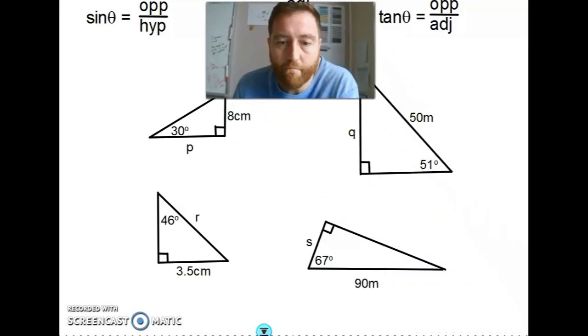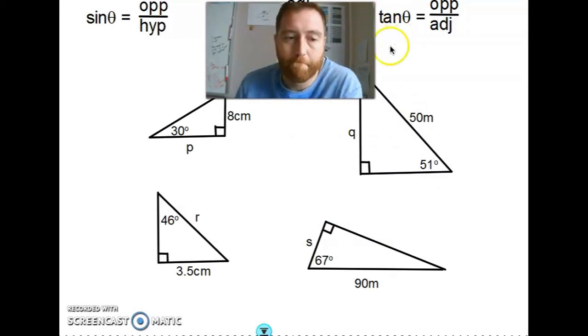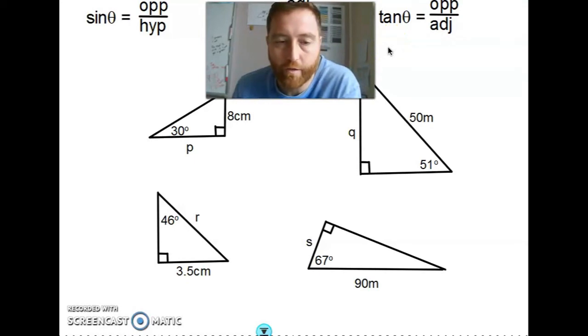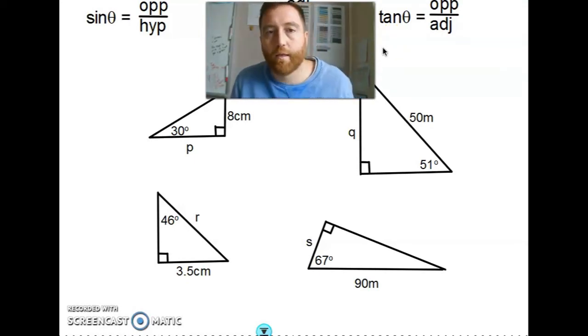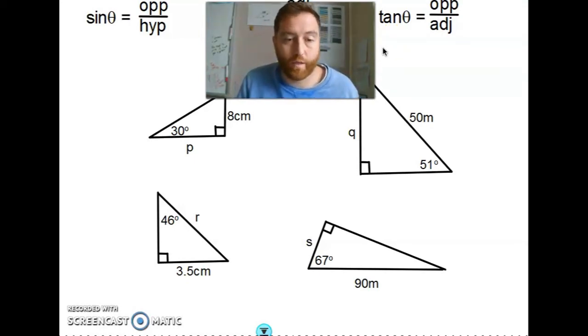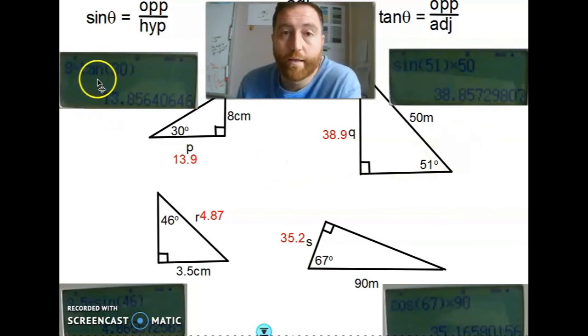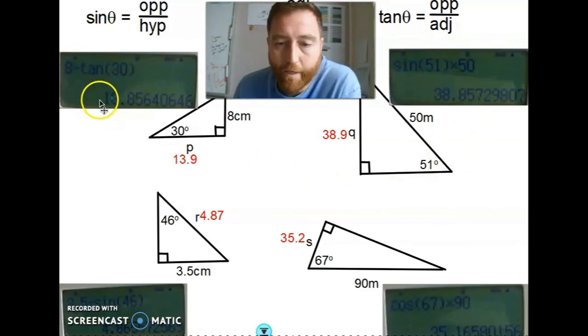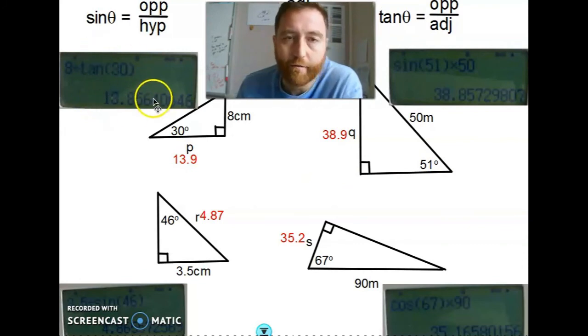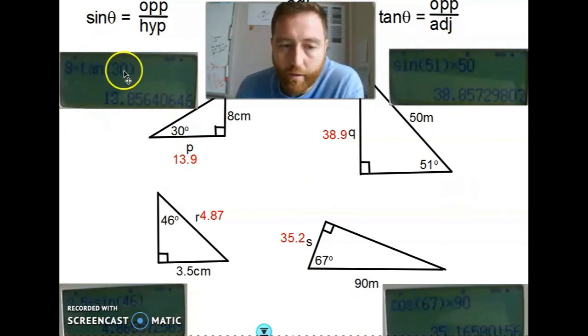Remember, SOHCAH TOA. Okay, here are 4 examples for you to try. Find the missing length in these 4 triangles. Remember, follow the steps, see how you go. So pause the video, answer these, and then we'll continue. Pause. Continue. Okay, here's the answers and how I got them. So check through those and make sure you're typing things in right on your calculator. Any corrections you need to make, go through them and do that.